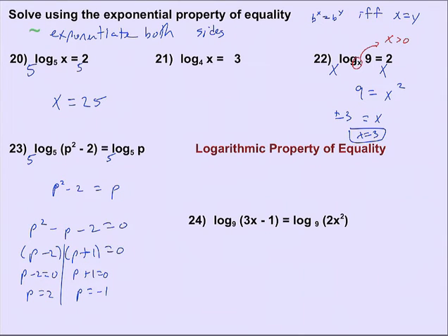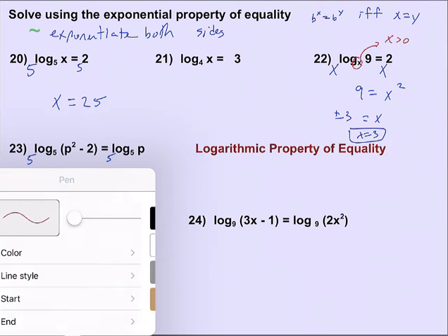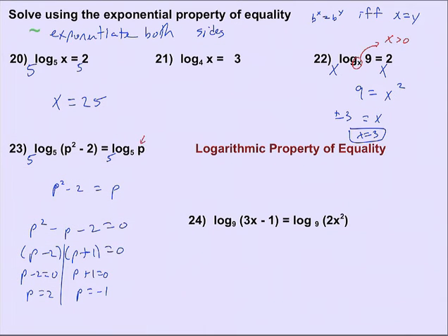But we're checking our domain restrictions because of this right here. If p is inside of a log, we saw early on in today's lesson that the domain of any log is that the argument has to be positive. You can only take the log of a positive number. So this means that p has to be bigger than 0, which means we can cross off that. And so our only solution is p equals 2.